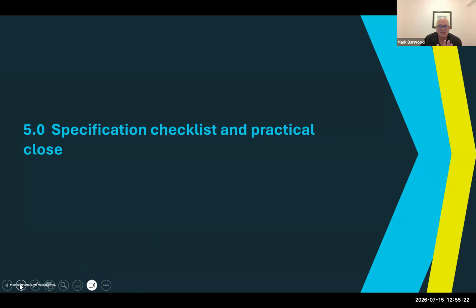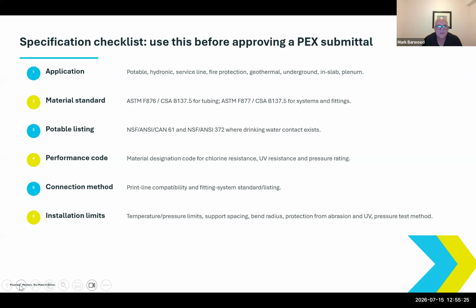So just quickly, the specification checklist and the practical. So what is the application? Like I said before, we've covered this: potable, hydronic, service line, fire protection, geothermal, underground, in slab, or if it's going to be in a plenum. And then the material standards that we have to adhere to. Canada's always going to be CSA B137.5. Some jurisdictions before the Harmonized Plumbing Code or the Unified Plumbing Code in Canada might have referenced ASTM F876, basically the same thing. It's for tubing. F877 references the fittings, and CSA B137.5 would be tubing and fittings.